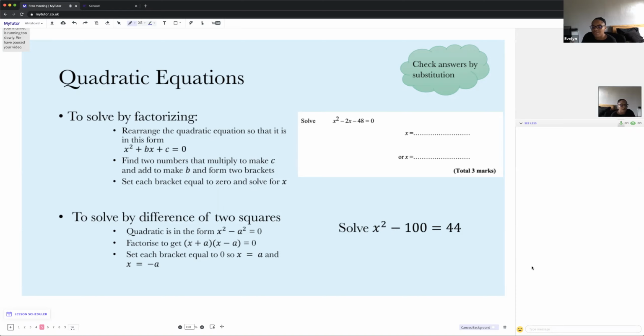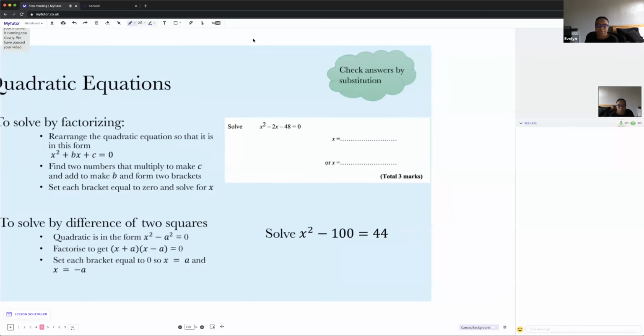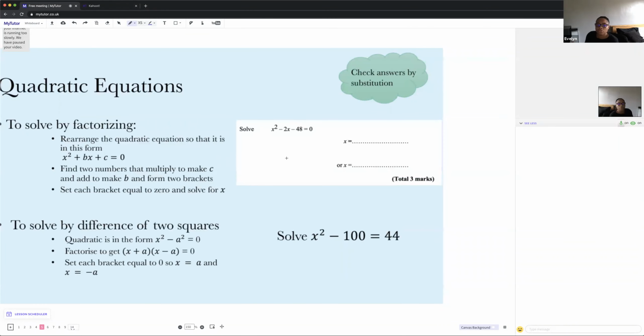Right, so we've got quite a few answers for these questions. Let's have a go at them. To solve the first one by factoring, we need to find two numbers that multiply to make -48 and add together to give us -2. The two numbers you should have gotten were -8 and 6. If we test them out, -8 times 6 gives us -48, and -8 plus 6 gives us -2. So these are our two numbers.